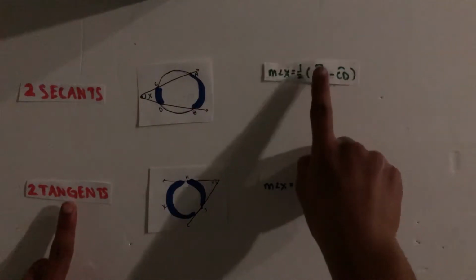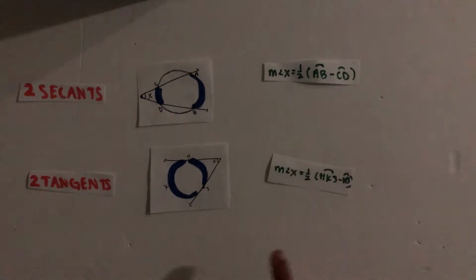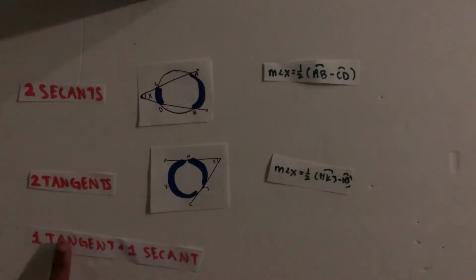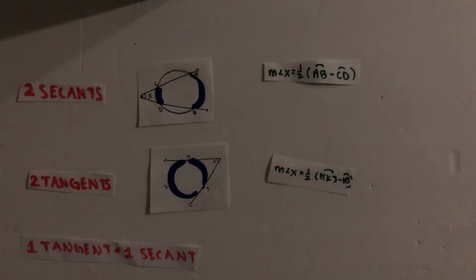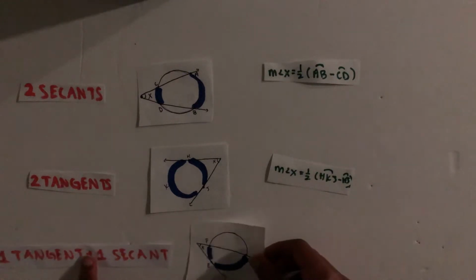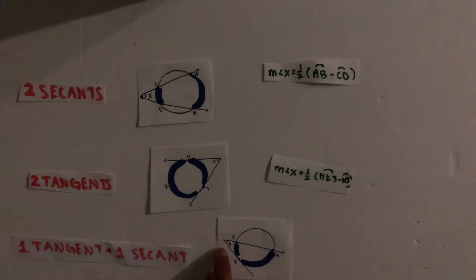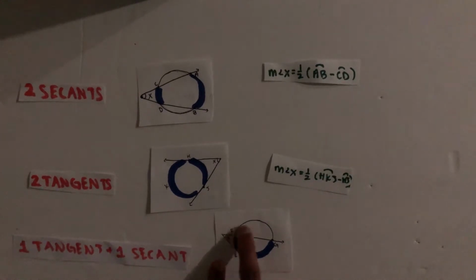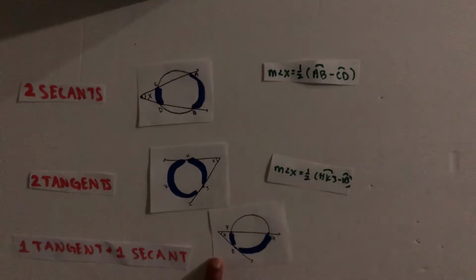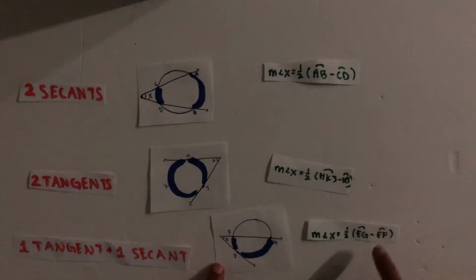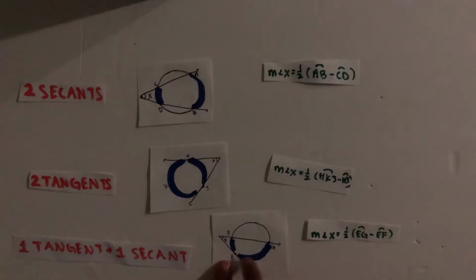And for the last one, it would be the one tangent and one secant example. So in this case, this would be the diagram where we have the measure of angle x on the outside, and we have this line representing the tangent and this line representing the secant. And here, to find the measure of angle x, it would be 1/2 of the measure of arc EG minus 1/2 of the measure of arc EF.